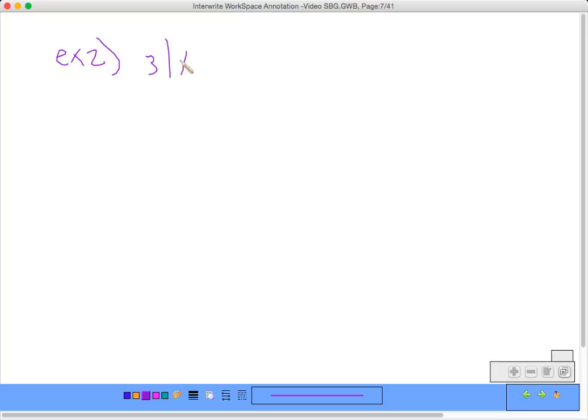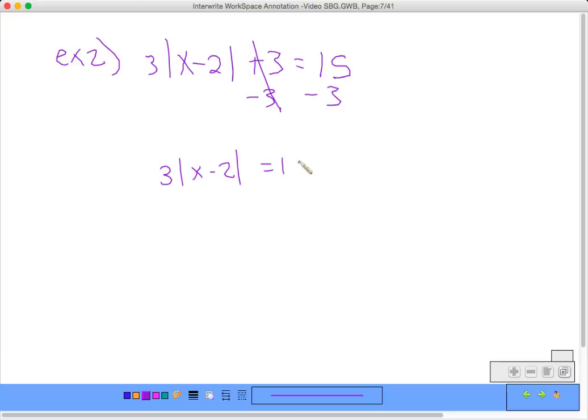Let's do 3 times the absolute value of x minus 2, plus 3 equals 15. So here we have some other stuff over here with the absolute value bars. So our first job is to get those absolute value bars by themselves. So I'm going to start by subtracting 3, which leaves me with 3 times the absolute value of x minus 2 equals 12.